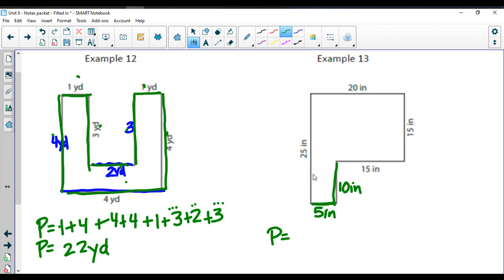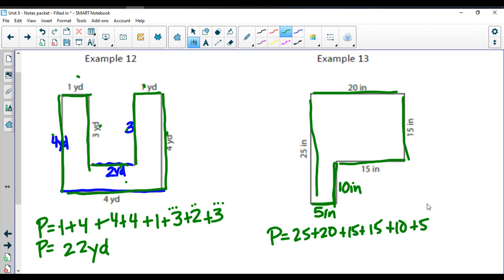Figuring out my perimeter as I go around, I'm going to start here. I have 25 plus the 20 plus that 15 plus another 15 plus 10 and plus the 5. Real quick, 1, 2, 3, 4, 5, 6. Okay, so we have 25 plus a 20 plus a 15 plus a 15 plus a 10 plus a 5. That's going to give us a total of 90 inches on that one. So that's your lesson about central angles as well as perimeter.